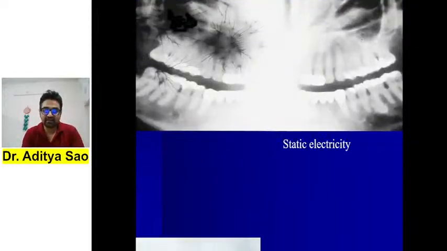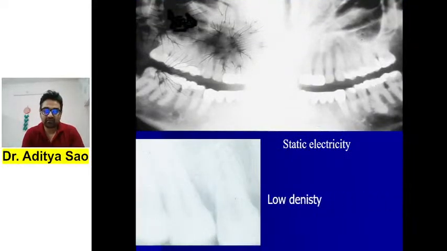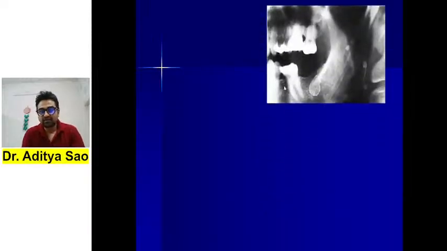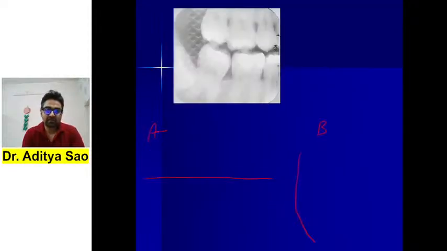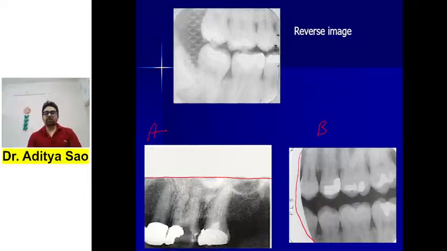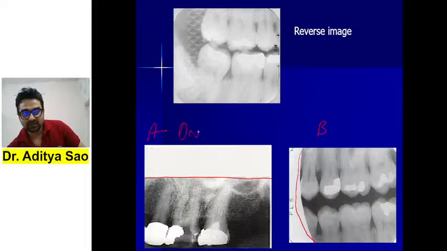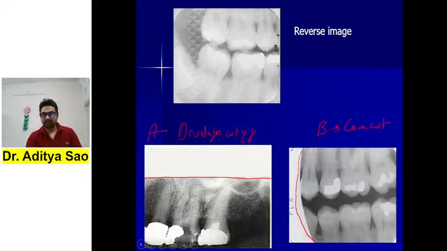This is static electricity. This is a light radiograph or low density. This is a white spot or patch. This is yellowish brown discoloration. Again, this is reverse image. Now look at A and look at B. This is developer cutoff and this is cone cut. Can you see the curved line? That is a cone cut. Can you see the straight line? That is a developer cutoff. Remember, okay?